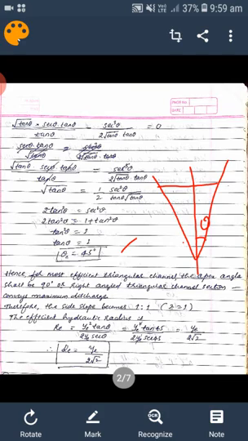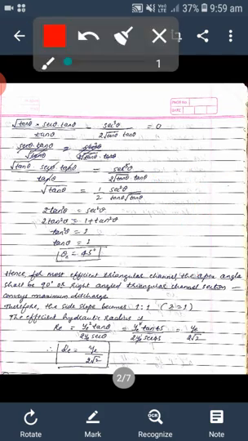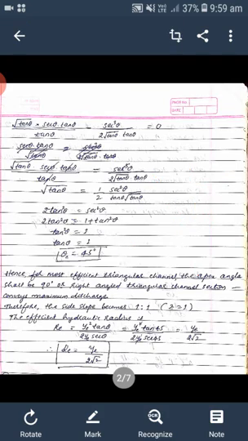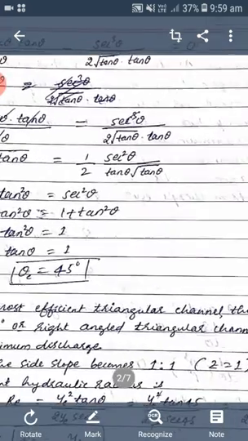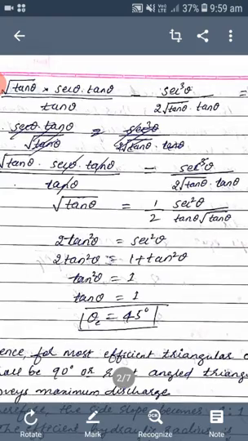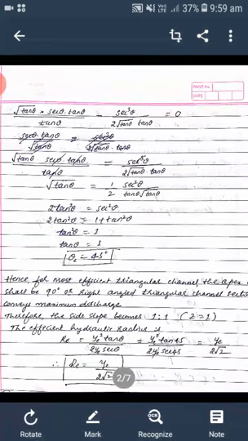So this is the derivation of the triangular channel section. It is very important from the examination point of view, so please practice this problem. For a most efficient triangular channel section, the apex angle should be 90 degree, or right angle triangle, to convey maximum discharge. When it becomes a 90 degree right angle triangle, then the side slope becomes 1:1.